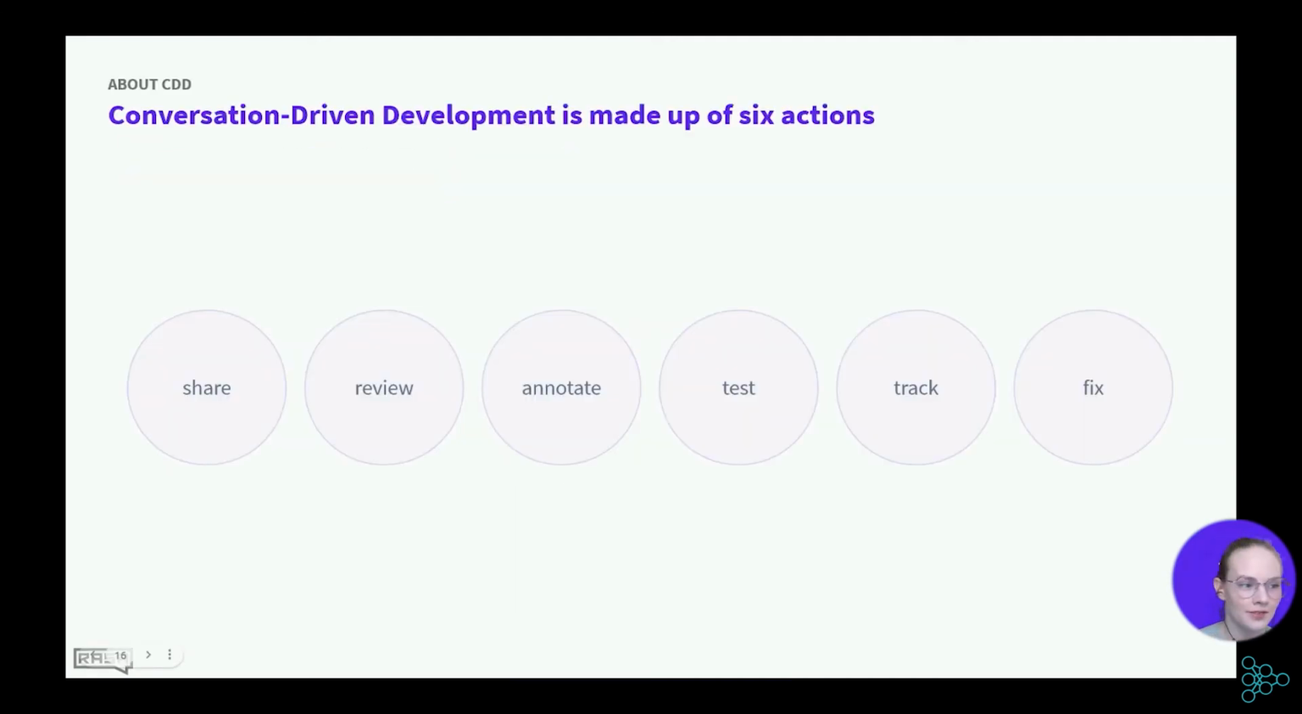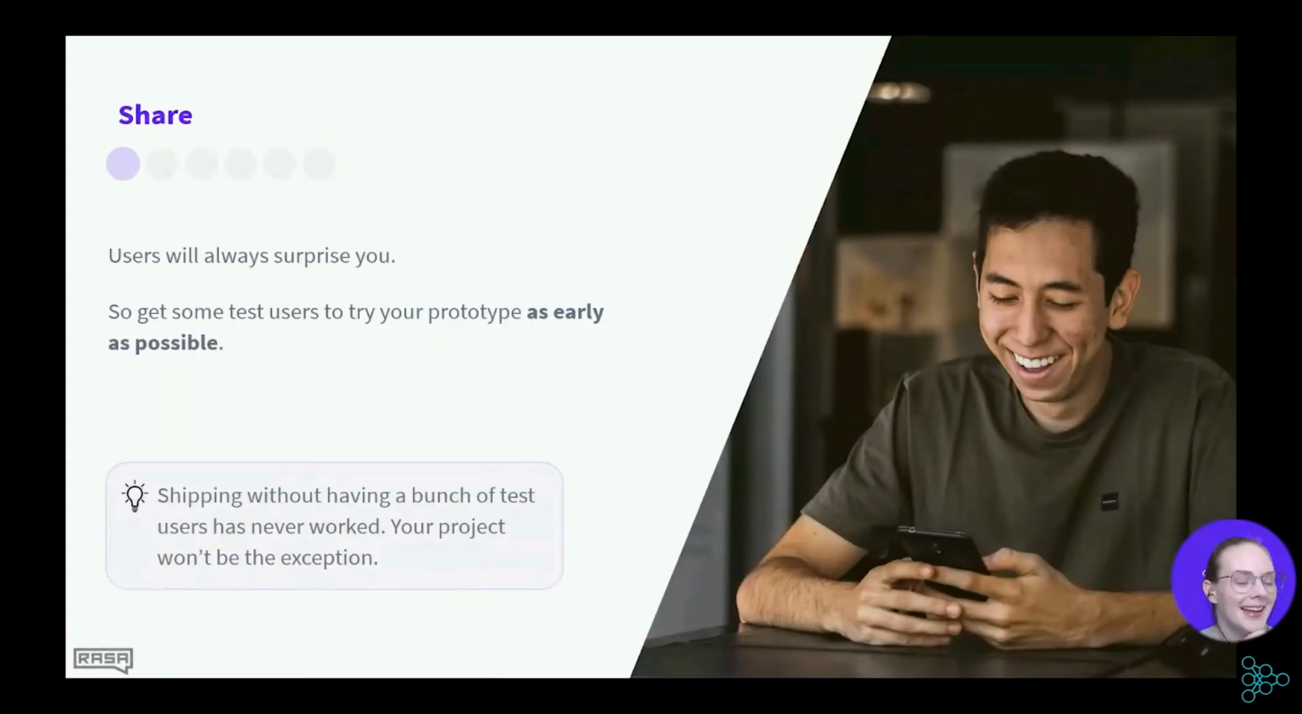So there's sort of six general steps here. Sharing with users. We'll go over all of these in more detail. Reviewing what's happening, annotating, adding more training data, testing the assistant, tracking what it is that you care about, making sure those numbers go up or down, fixing, and then really just coming back and forth and hitting all of these steps as needed, both during deployment and also after deployment. So sharing: users will always surprise you.